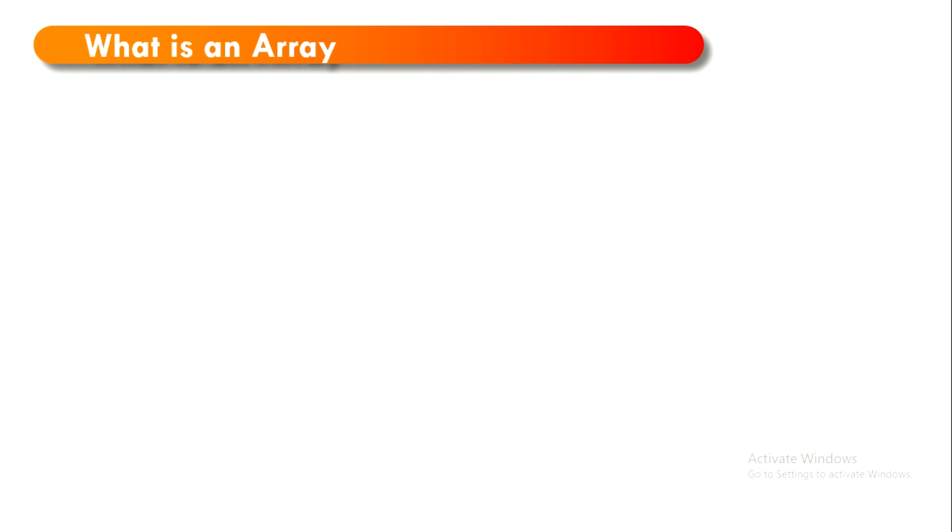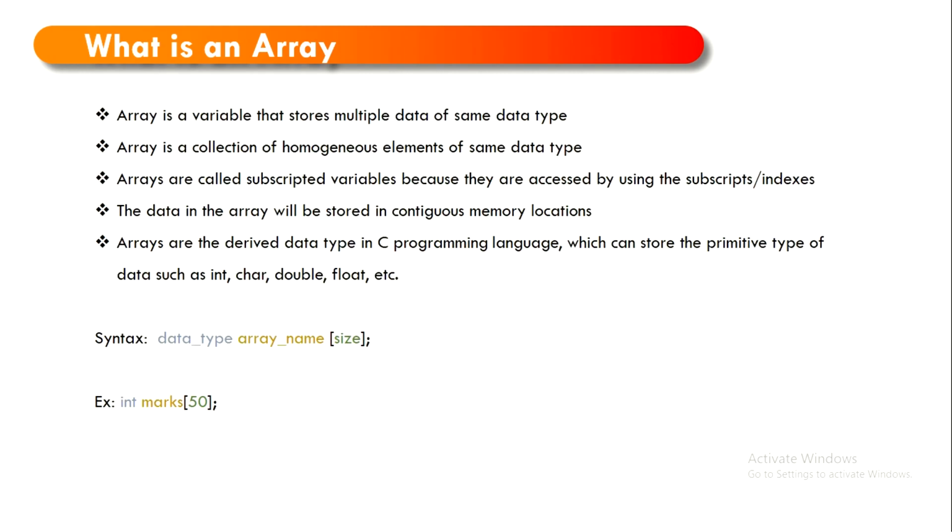Now what is an array? We all know what is a variable. A variable is nothing but the name that we give to a memory location where we can store some data. An array is also a variable that stores multiple data of the same data type. So the difference between a variable and an array is that the array can store multiple data of the same data type. We can also say that an array is a collection of homogeneous elements of the same data type.